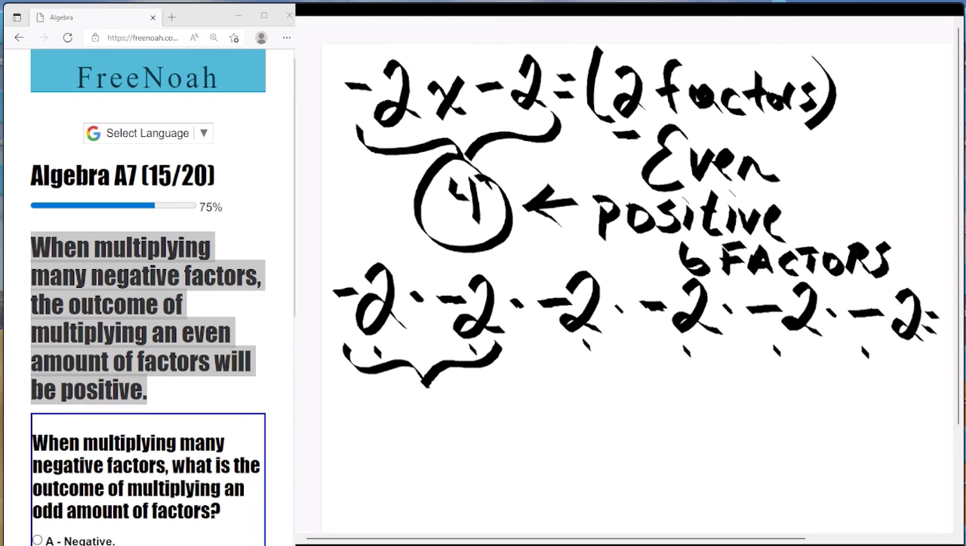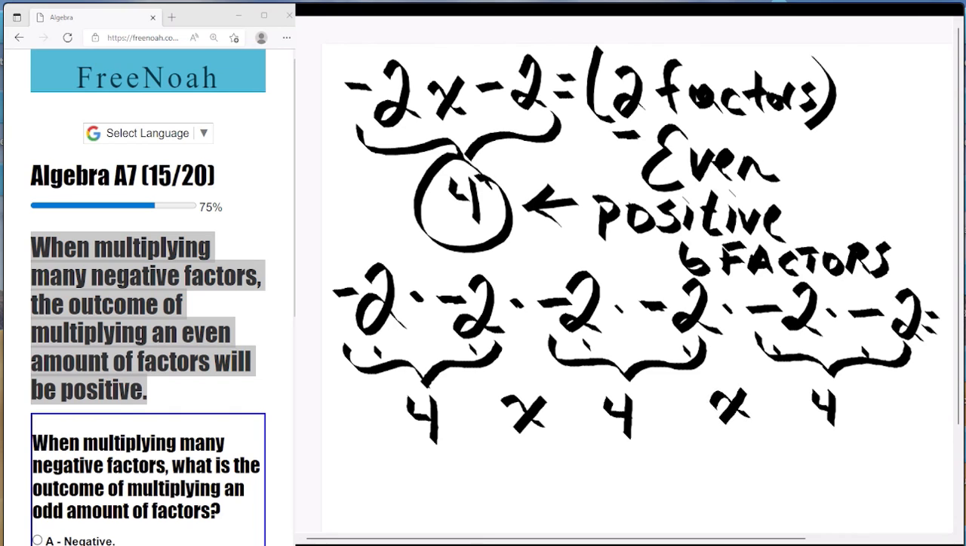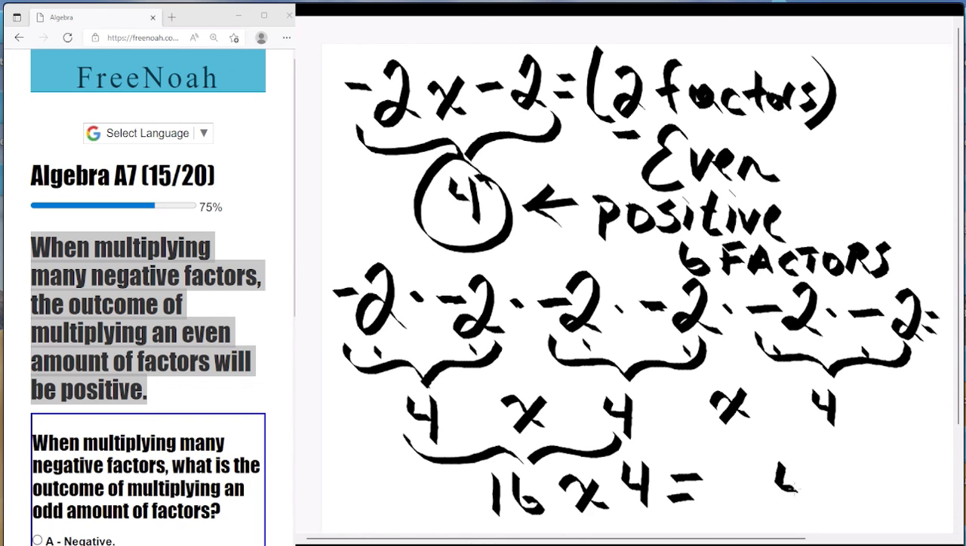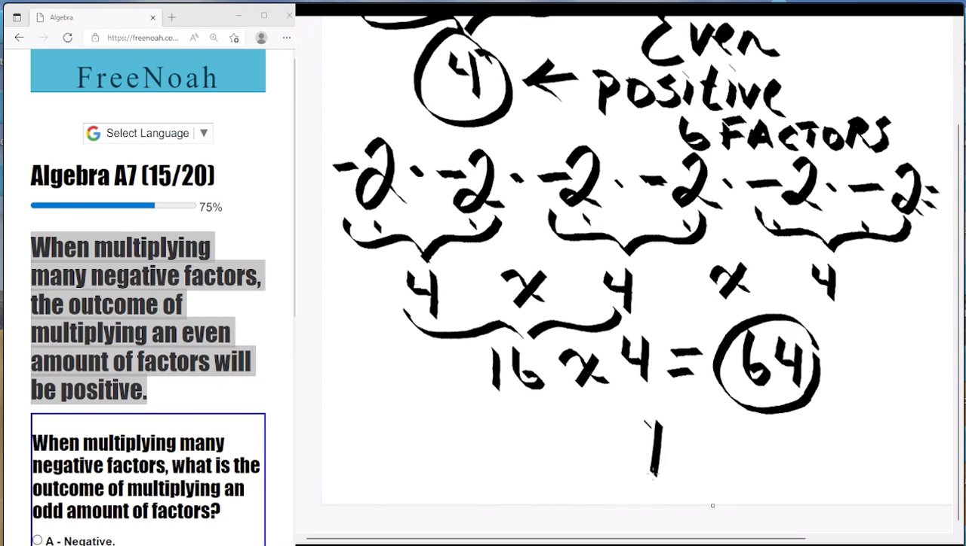-2 times -2, well, that's 4. We can say the exact same thing for the next pair, 4, and for the last pair, 4. So we're left with 4 times 4 times 4. What's 4 times 4? 16. Bring down the remaining times 4, and we come out with a total of, let's see here, 64. So 16 times 4 is +64.